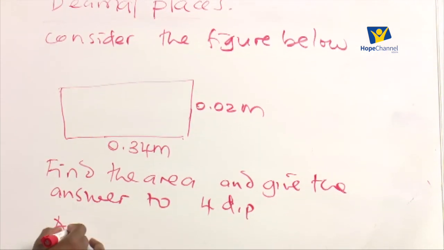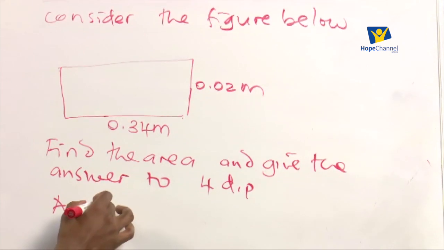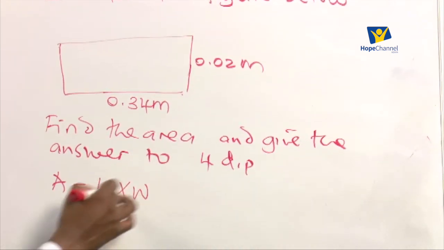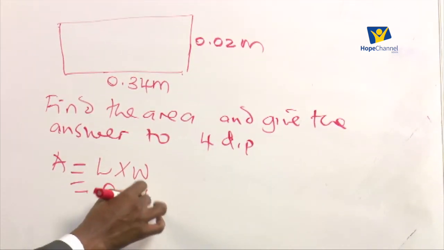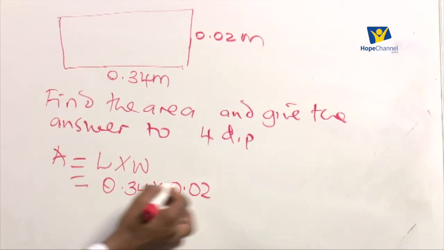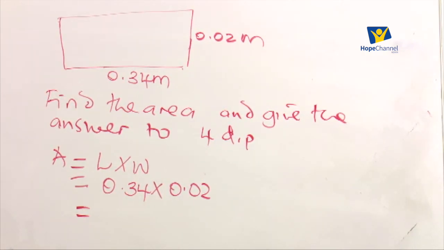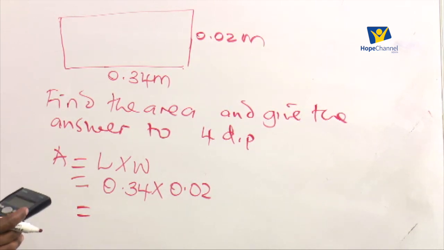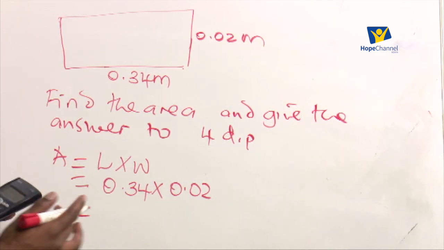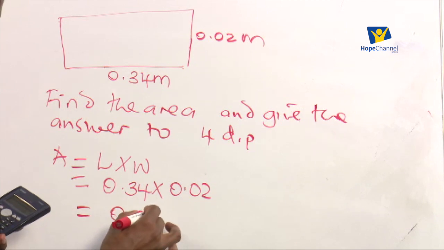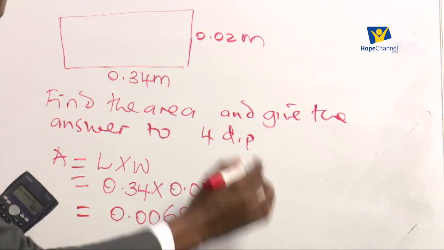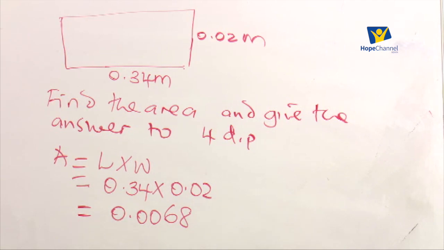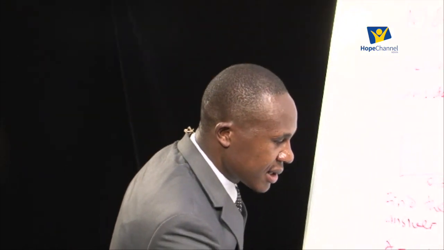So what do we do? We already know from measurement 1 that the area of a rectangle is length times width. This will be equal to 0.34 times 0.02. When we do that, what do we get? 0.34 times 0.02 is 0.0068. And the question requires us to give the answer to 4 decimal places. So we count. We have the first, the second, the third, the fourth. So the area remains the way it is, 0.0068 square meters. So that is the answer.